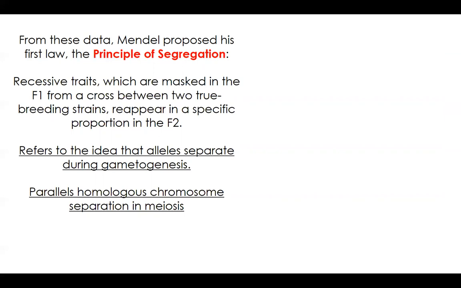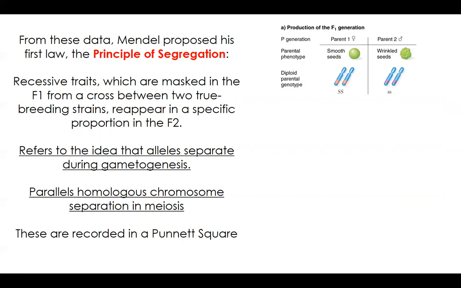So if you remember back to chapter 12, we talked about homologous chromosomes separating. This is where the alleles separate. So alleles for genes are kept on homologous chromosome pairs. When they separate, that is when we get allele separation and you can get dominant or recessive. These results traditionally are recorded in a Punnett square. We'll see some other ways to do this today.